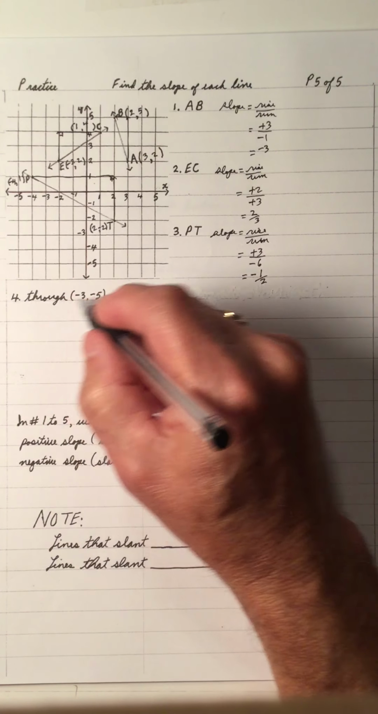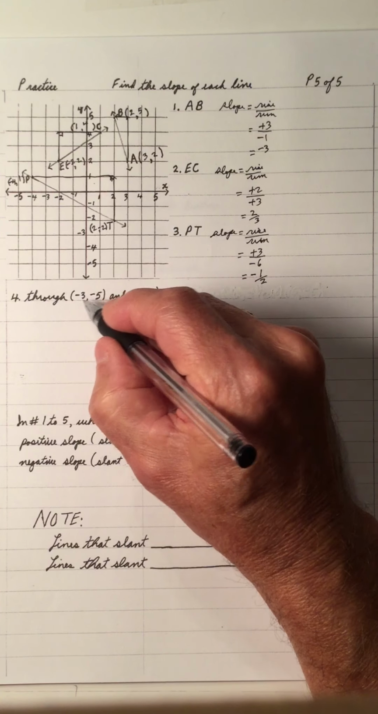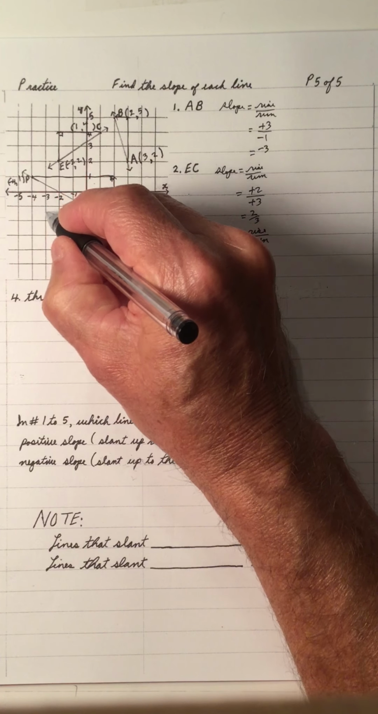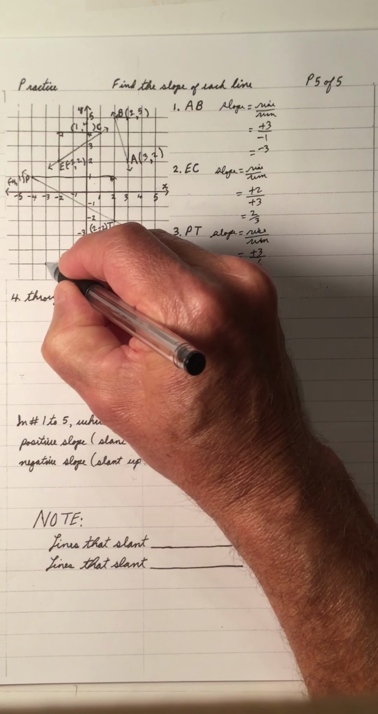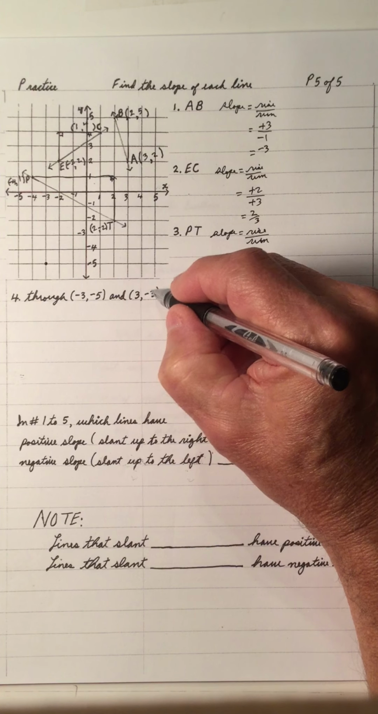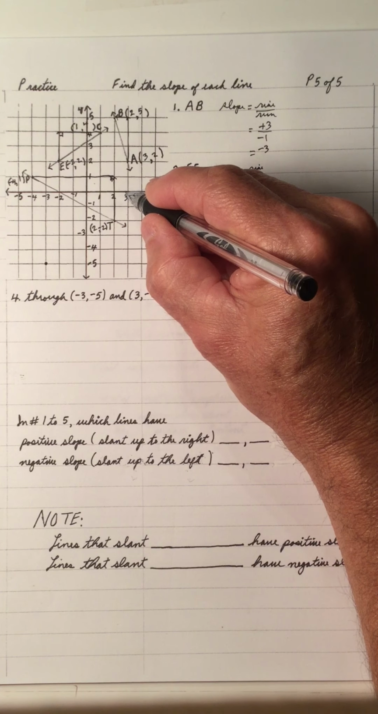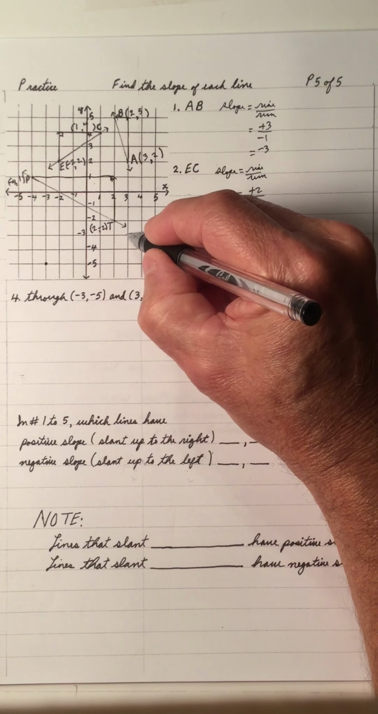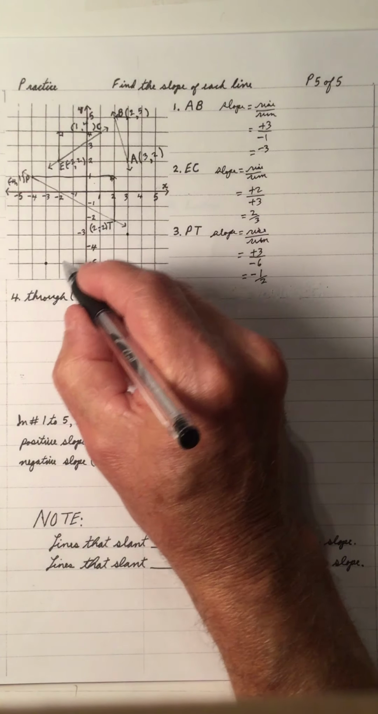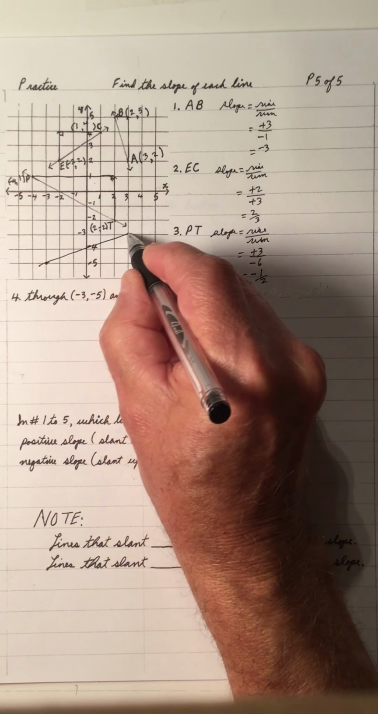And number 4, let's plot these 2 points. Let's see, (-3, -5). X is -3 right there, and I go down 5. So there's this point right here, and (3, -3). X is 0, 0, so X is 3 to the right. Y, I go up or down, -3. So there's that point. So if I draw a line between those two, there it is.